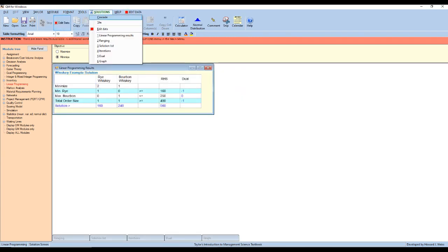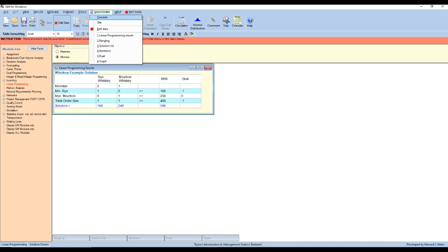I was correct. We have 160 gallons of rye, 240 gallons of bourbon, which will give us 400 total gallons and generate costs of $560. This is the key information available to us.